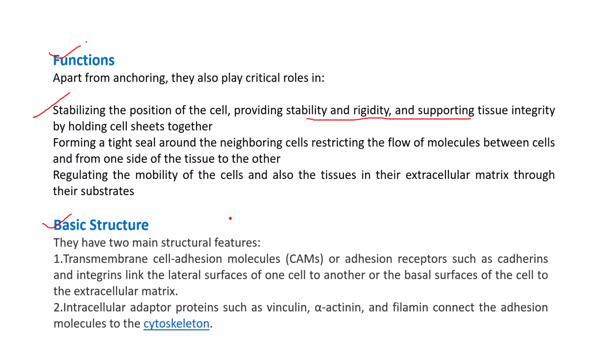So what is the basic structure? They have two main structural features. First is the transmembrane cell adhesion molecule. We call it CAM, C-A-M, or adhesion receptors like cadherins, integrins. They link the lateral surface of one cell to another, or the basal surface of the cell to the extracellular matrix. Then intracellular adaptor proteins like vinculin, alpha-actinin and some filaments connect the adhesion molecules to the cytoskeleton.